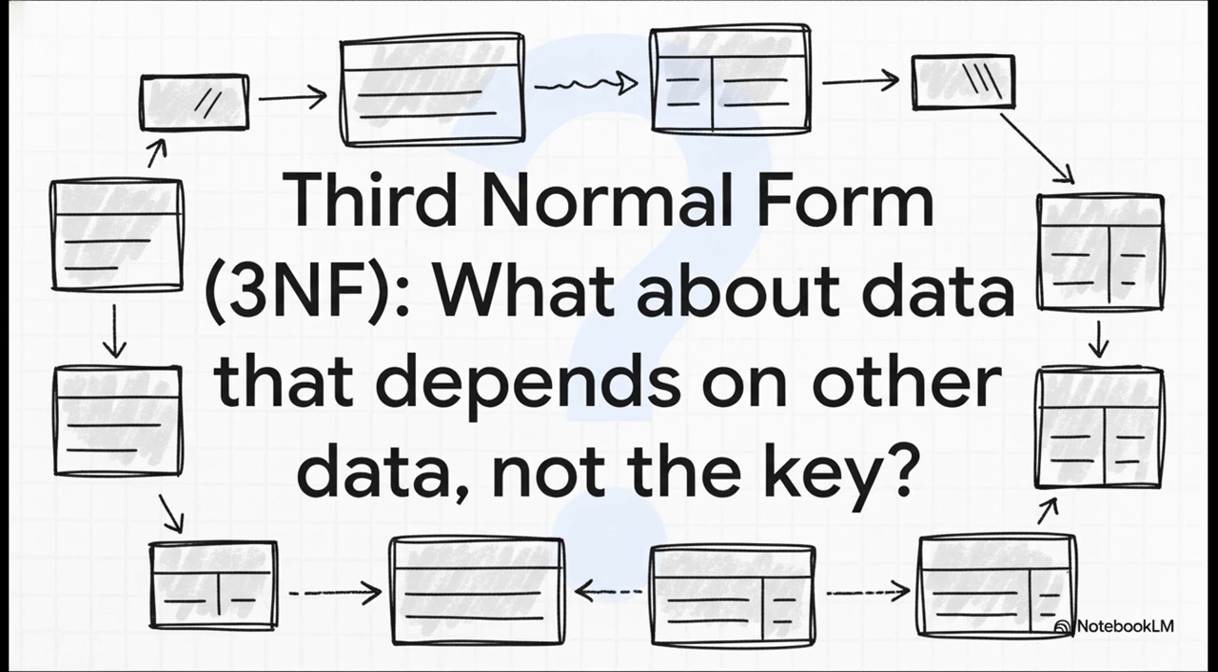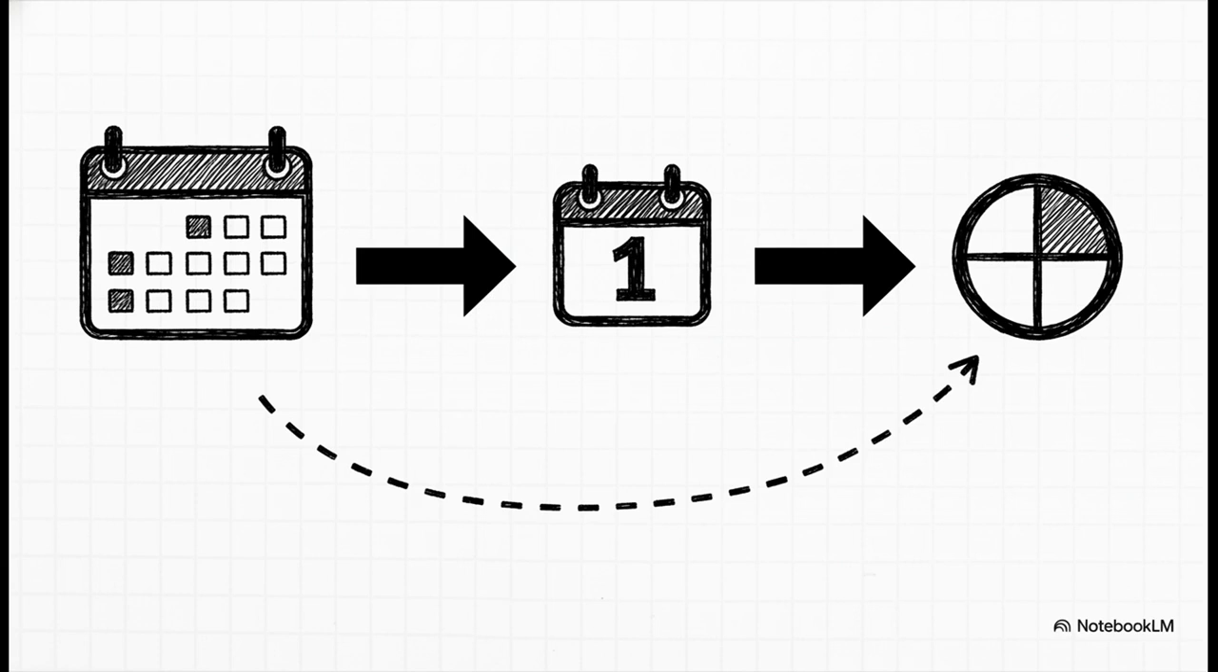This one is all about hunting down those sneaky transitive dependencies we talked about, where some piece of data depends on another piece of data in the row, instead of depending on the row's actual key. This little diagram shows that chain of dependency perfectly. In our data, the quarter is determined by the month, and the month is determined by the date. See that extra hop? The quarter doesn't depend directly on the primary key, it depends on the month.